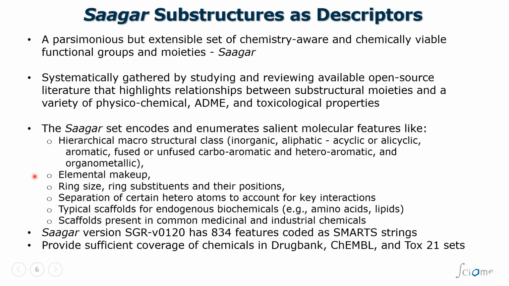Saagar also encodes elemental makeup, ring size, ring substituents and their positions, and separation of certain heteroatoms to account for key interactions akin to 2D pharmacophores, if you will. Typical scaffolds for endogenous biomolecules like amino acids and lipids are also encoded in the Saagar collection, and some scaffolds present in common medicinal and industrial chemicals have also been encoded in Saagar. The current version of Saagar has 834 features coded as Daylight SMARTS strings, and we have seen that this set provides sufficient coverage of chemicals in DrugBank, ChEMBL, and Tox21 benchmark sets.